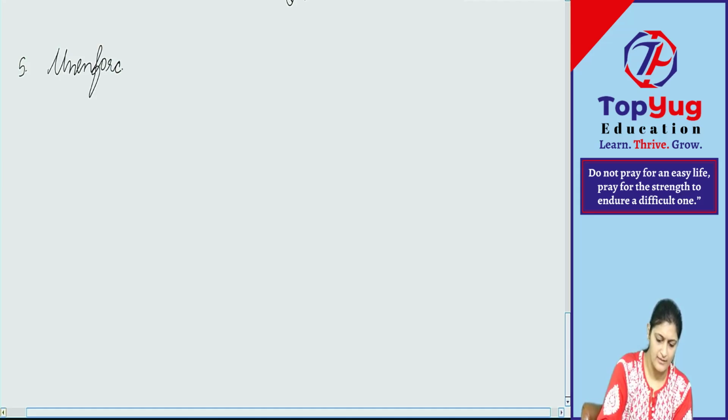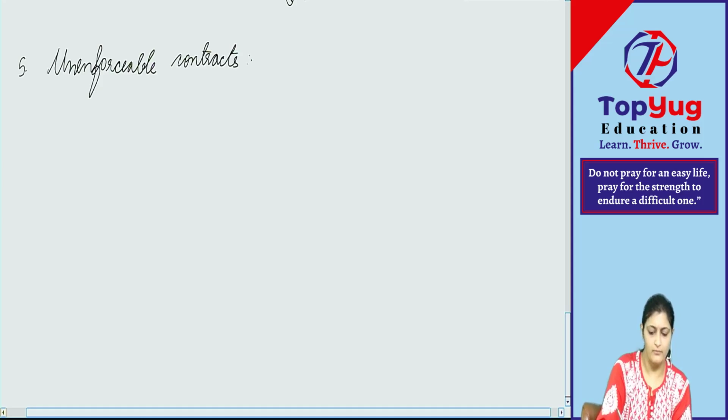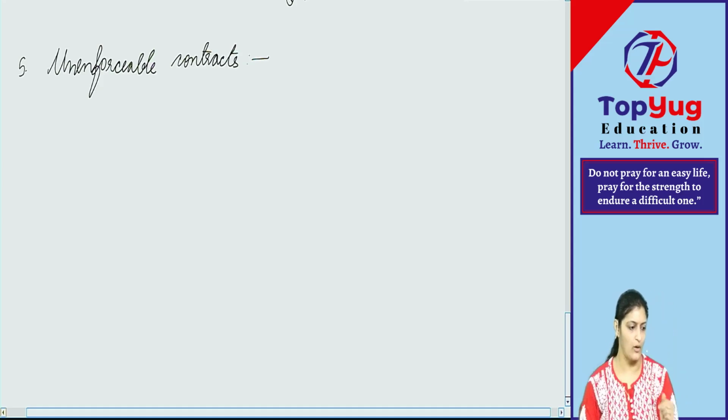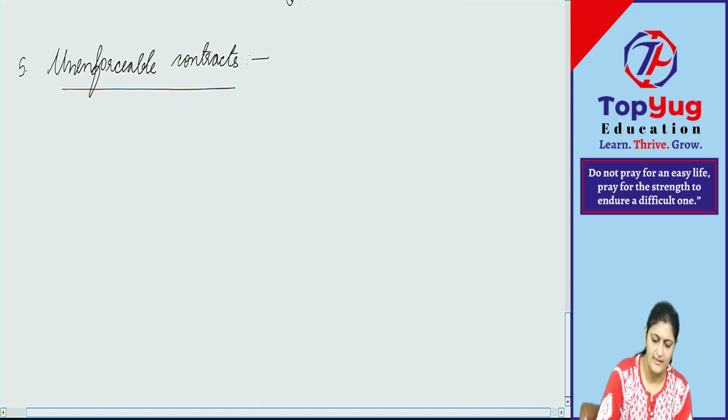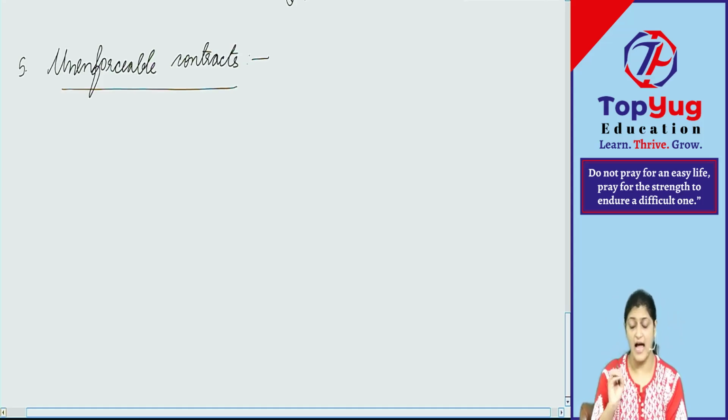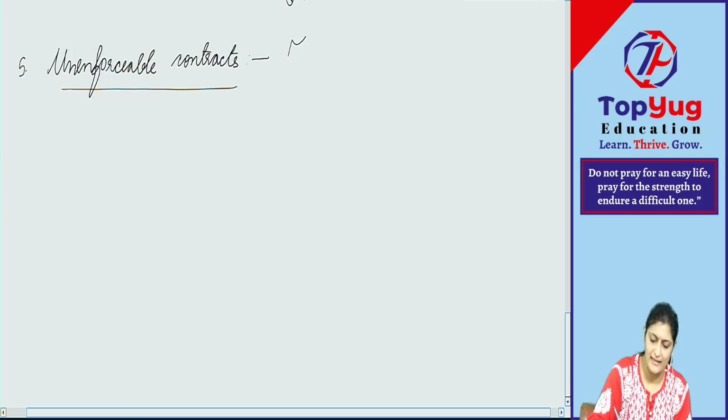Unenforceable contracts. Now, unenforceable contracts are those contracts which are having some technical defect in the contract.